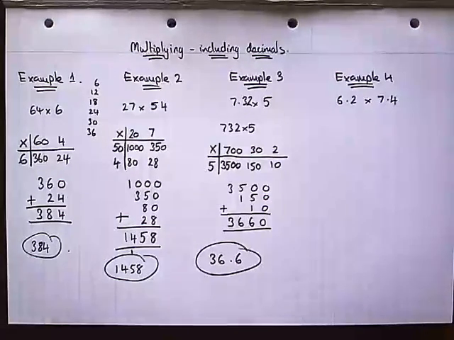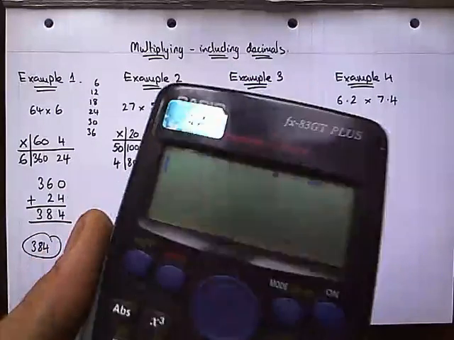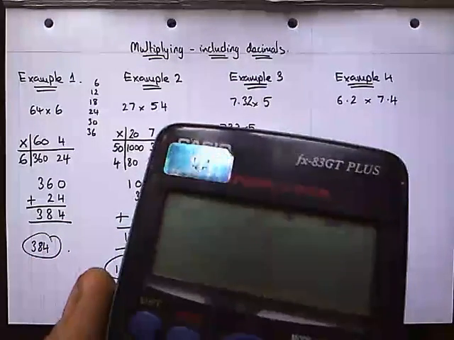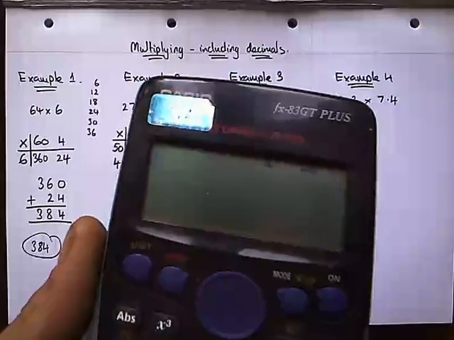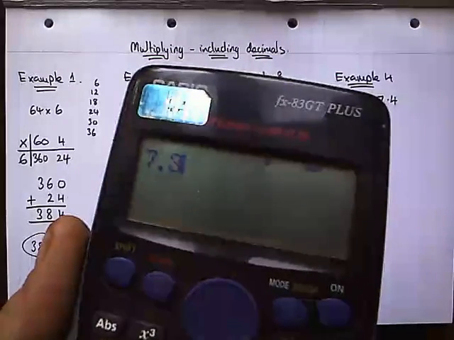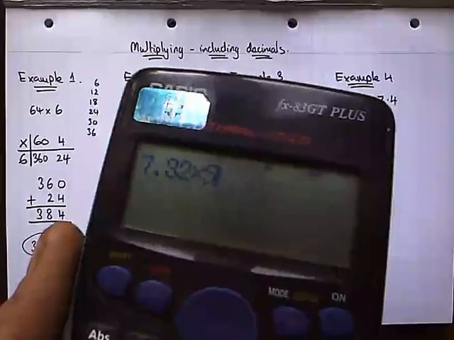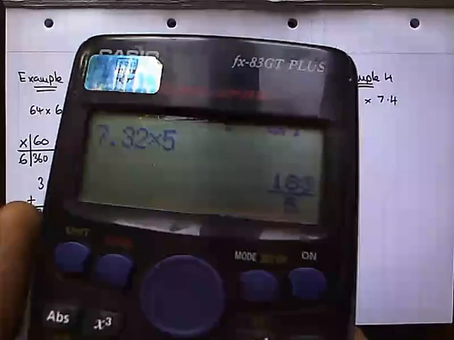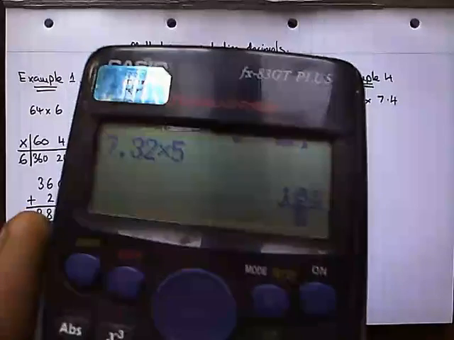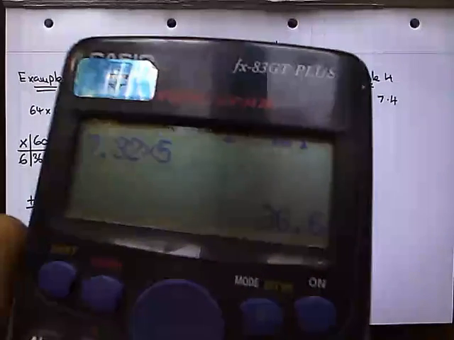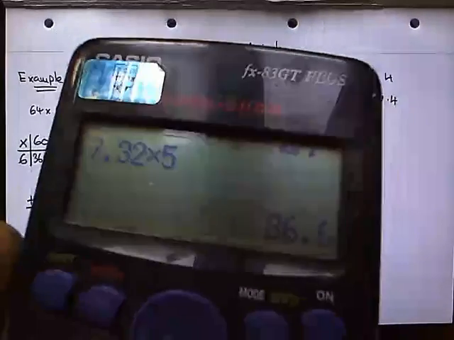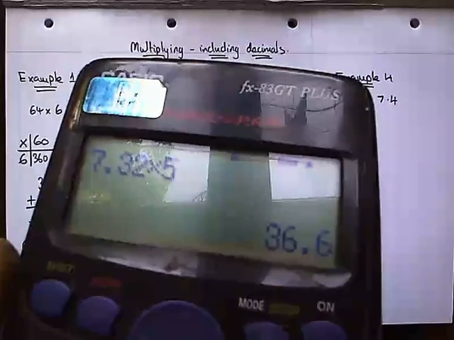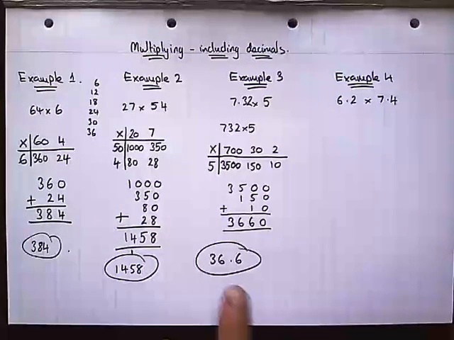Let's do a quick check. So what was the question? 7.32 times 5. Let's have a look at the answer. Oh, they've given me a fraction, so I have to press the SD button to change it to a decimal. 36.6. Hopefully you can see that, and that was the answer we got.